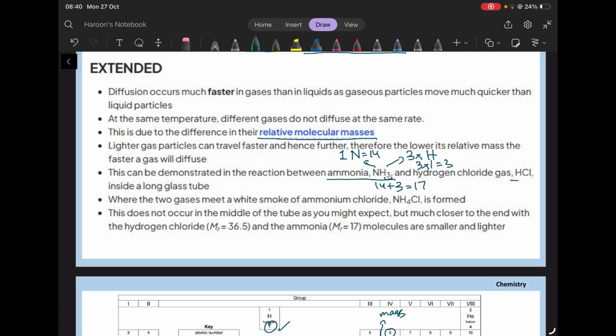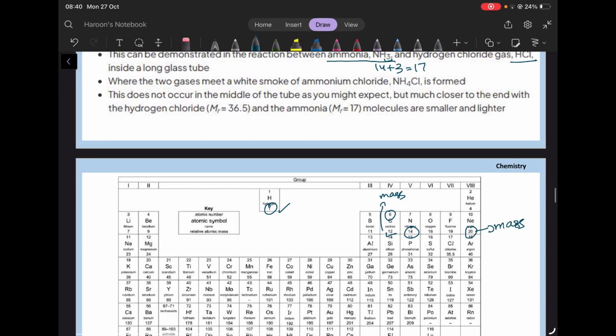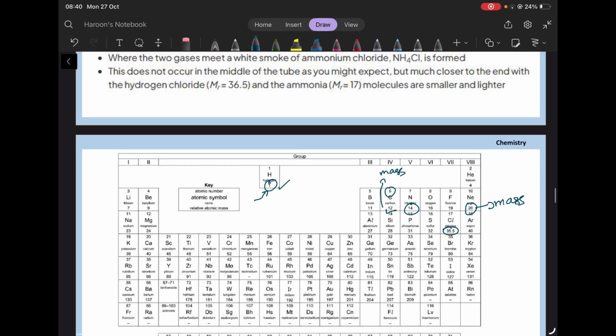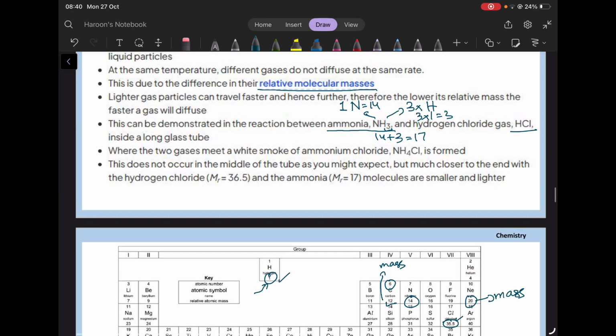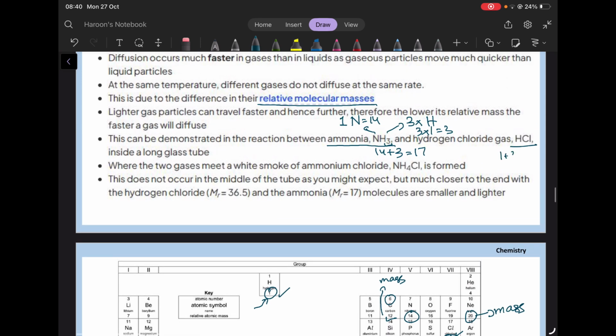So for example, if I want to find the mass of HCl, hydrogen, of course, we just looked at its mass, 1, and we have chlorine. Cl is chlorine. You see 35.5. So this would become 1 plus 35.5 is equal to 36.5. So you see, this is comparatively heavier. HCl is heavier, so this will actually move slower. Comparatively, this would be slower, and ammonia, because it is lighter as compared to HCl, this would be faster.